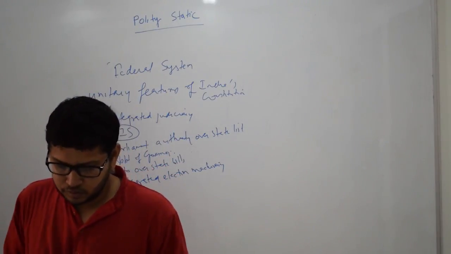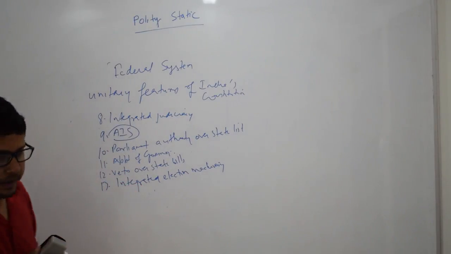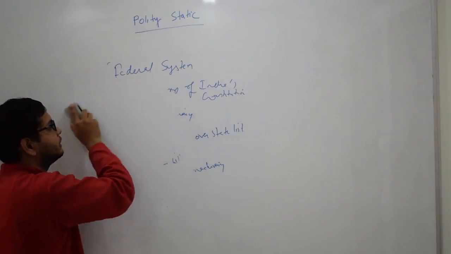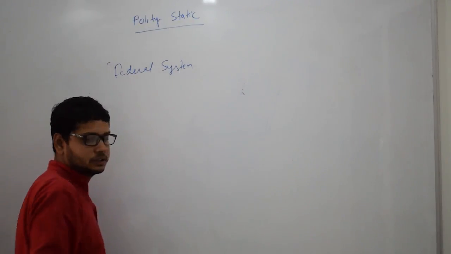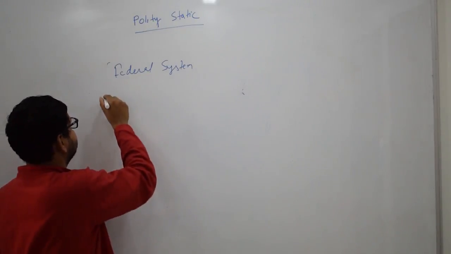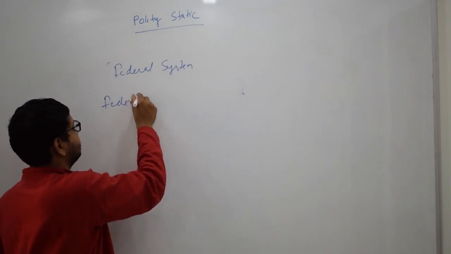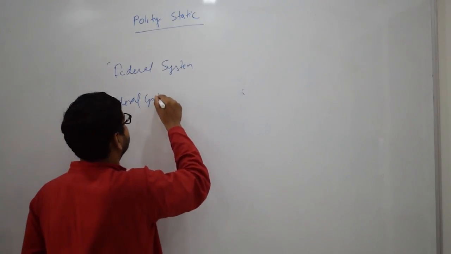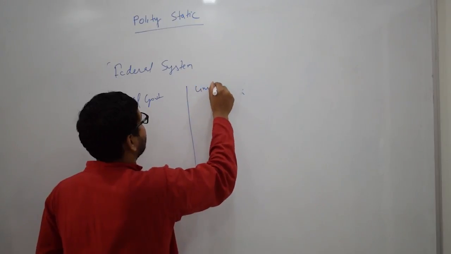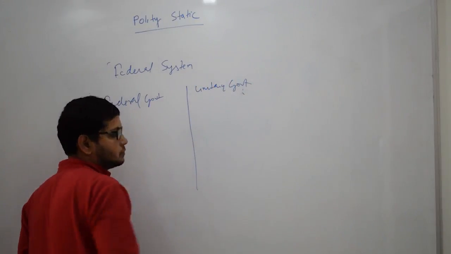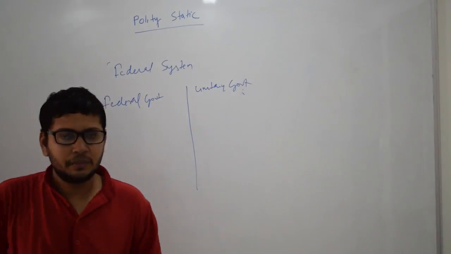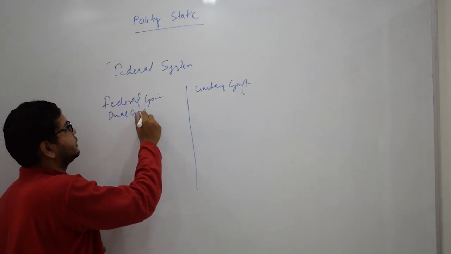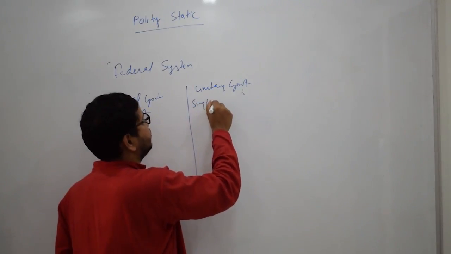Next, we will deal with comparison between federal and unitary government. This again is an important topic and could be asked in the exam. Federal government has the dual government, minimum at least. They have a single government, one type of government.